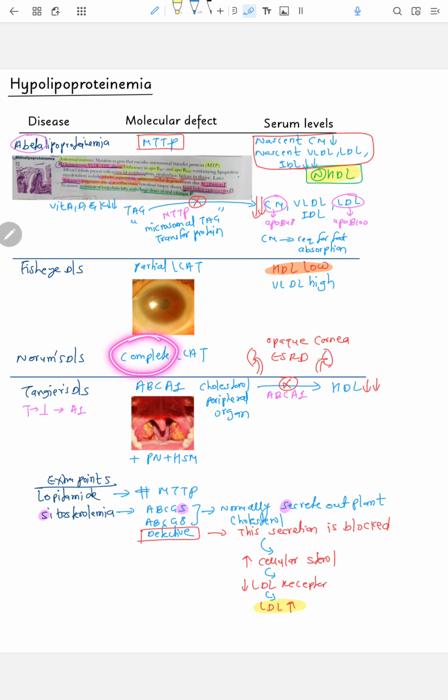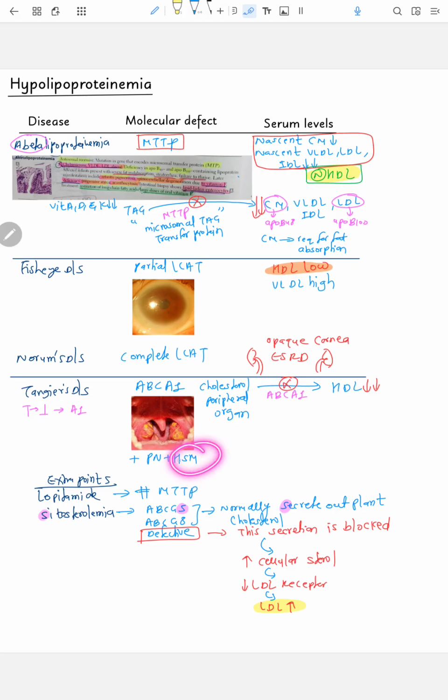Incomplete, so there will be additional features like end stage kidney disease and opaque cornea. Okay. Now, Tangier's disease: this yellow tonsil, if shown in the exam and asked what is this, then this is Tangier's disease. Okay, so as I told you, ABCA1 gets damaged. Because of that, cholesterol from the peripheral organs won't be able to be given to the HDL. So HDL won't be able to function, HDL will be decreased. How to remember that it is ABCA1 and not 3? See, T is T, we can make this like ulta 1 and then again A1. Okay, Tangier's disease, so it is A1.